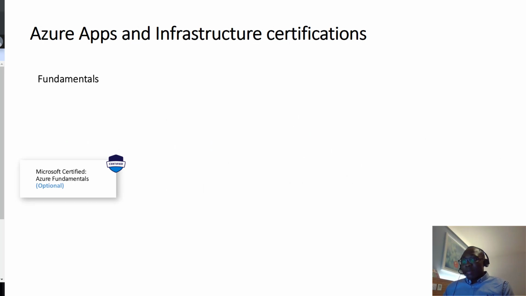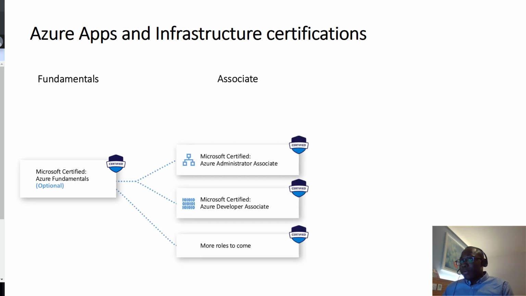So what do the exams look like? You have different levels. You still have your fundamental level, which is the basics. You can start with the Microsoft Certified Azure Fundamentals level. This is optional, you don't have to do it, but if you do, it can lead you into other certifications and other roles. Then you have the associate level.